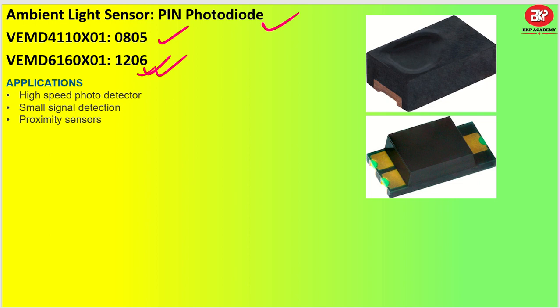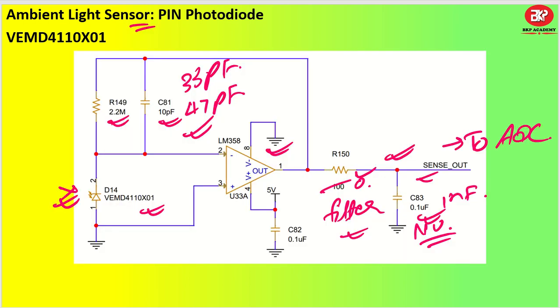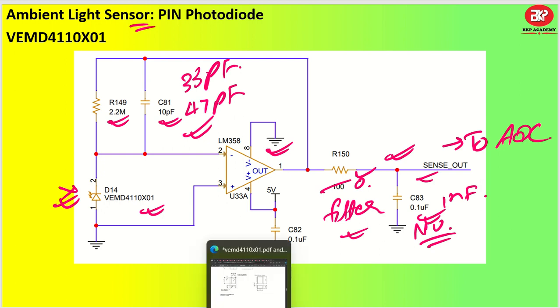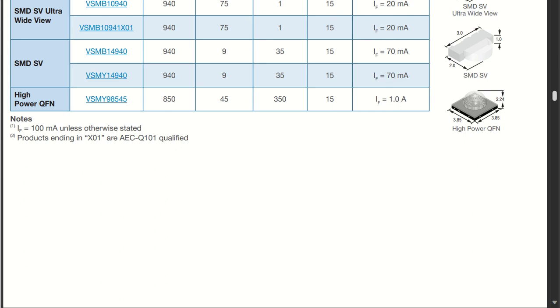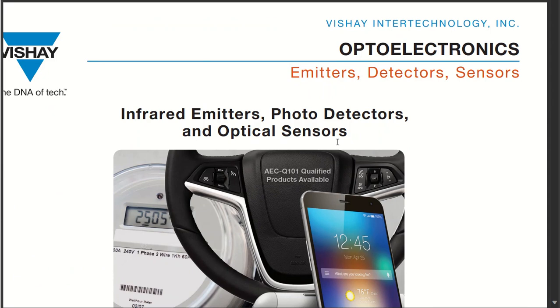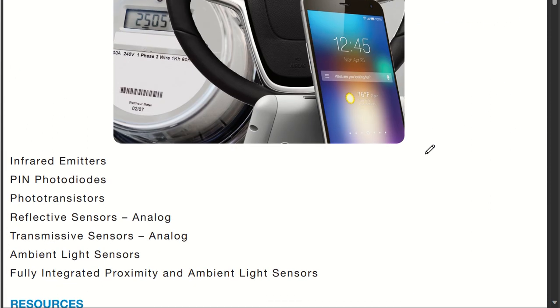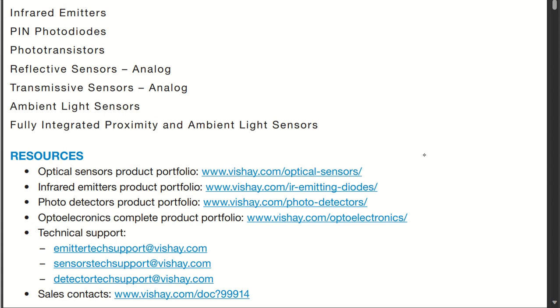Now, a very important thing about this particular pin photodiode and related sensors: I'll go through a product selection guide and help you find suitable sensors for your applications. So let's open. If you come up with your selection guide, there is a document that has been given by Vishay Semiconductors, okay. It has optoelectronic sensors, and it has a list of infrared emitters, photodetectors, and optical sensors. You can go ahead with the optical sensor product portfolio. Once you click here, you will get it.